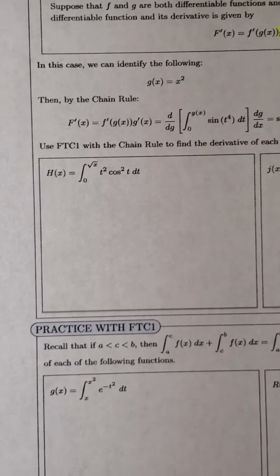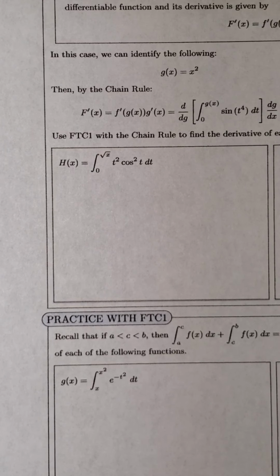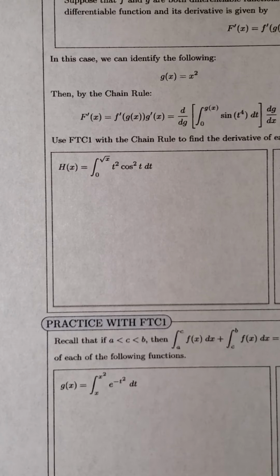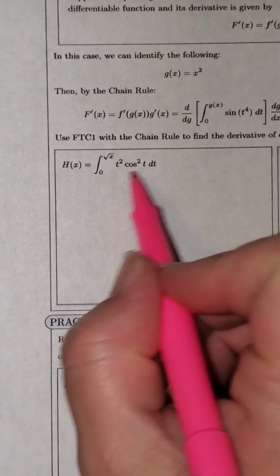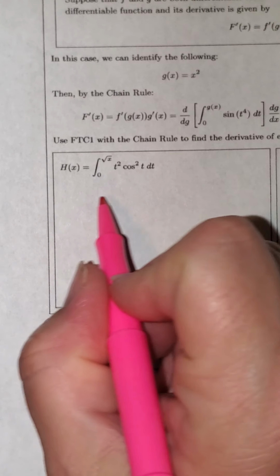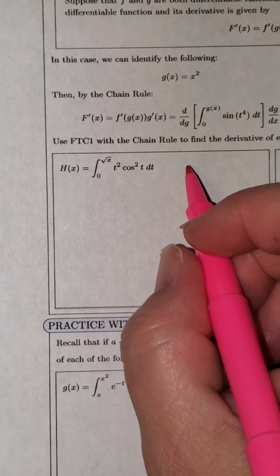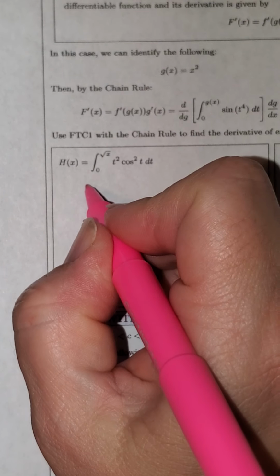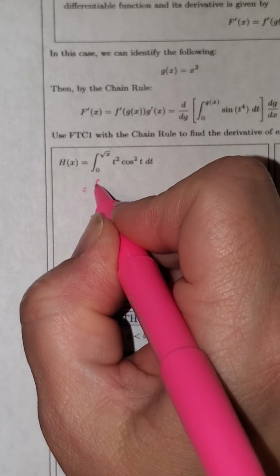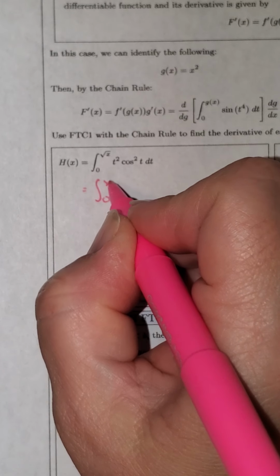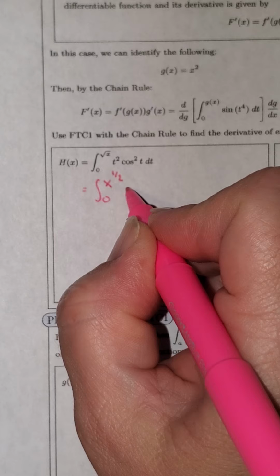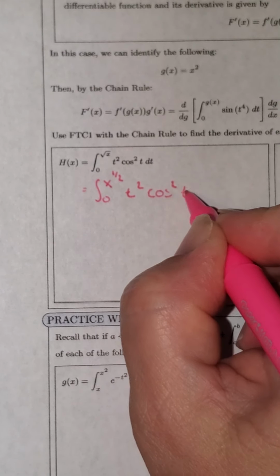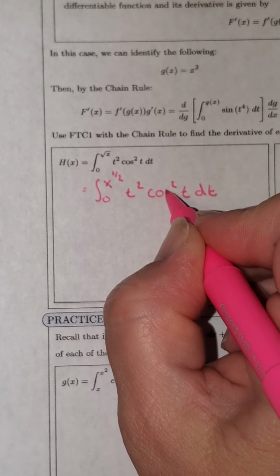Alright, so let's see what we have going on here. We have the integral from 0 to square root of x of all that. So I'm going to make that x to the 1/2. And then of t squared cosine squared of t dt.